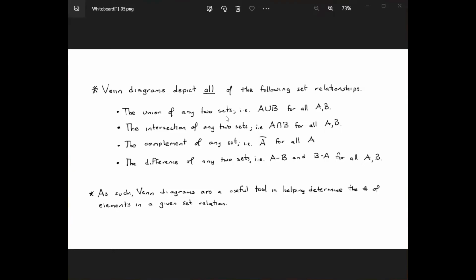And as such, Venn diagrams are a useful tool in helping determine the number of elements in a given set relation. As you probably already have some experience with Venn diagrams, you might know what I'm talking about.